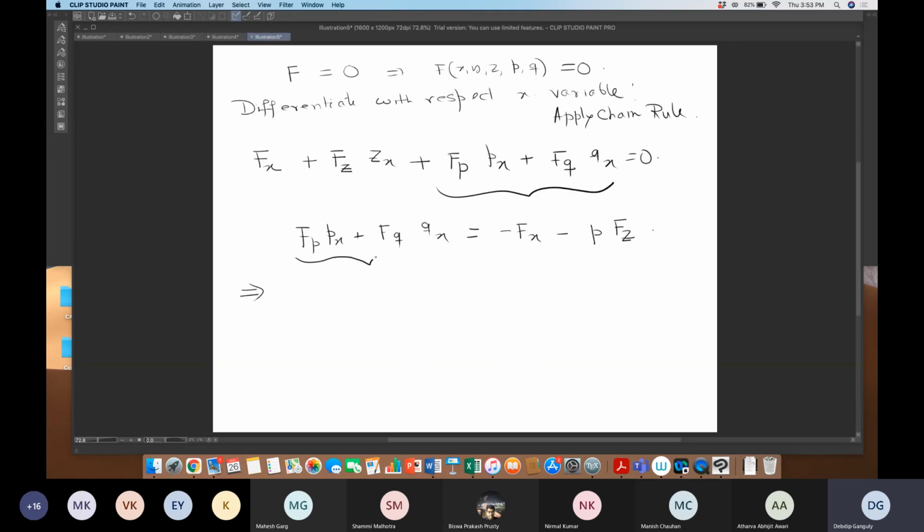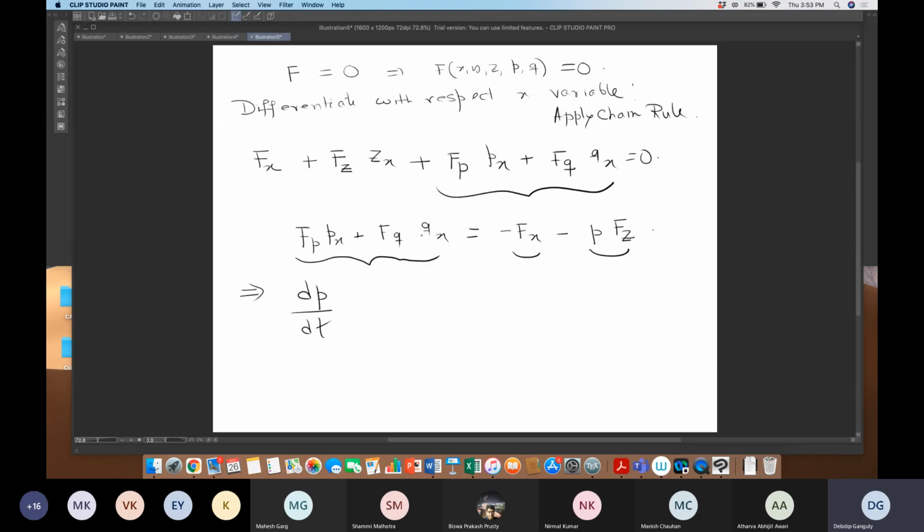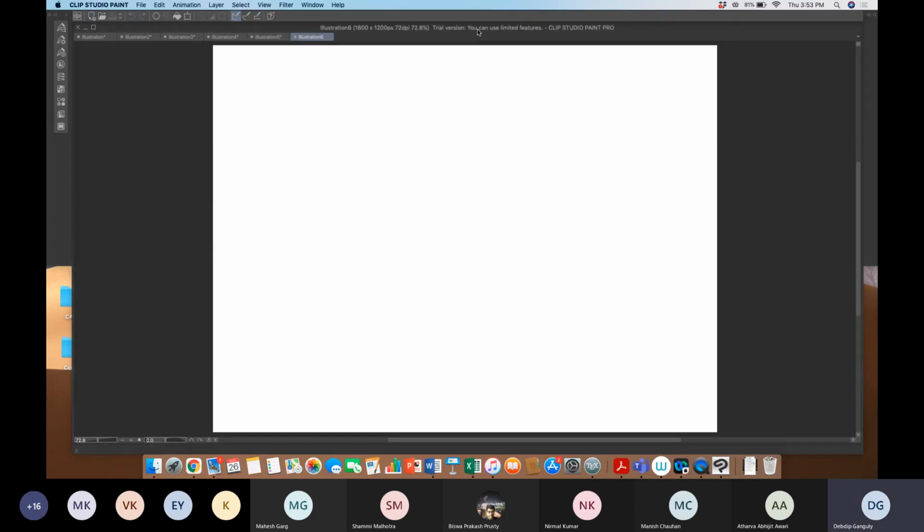So you can substitute fp px plus fq qx with fx and fz. So dp by dt is minus fx minus p fz. Similarly, you can compute dq by dt, which is nothing but minus fy minus q into fz. Clear? So now we have 5 equations.